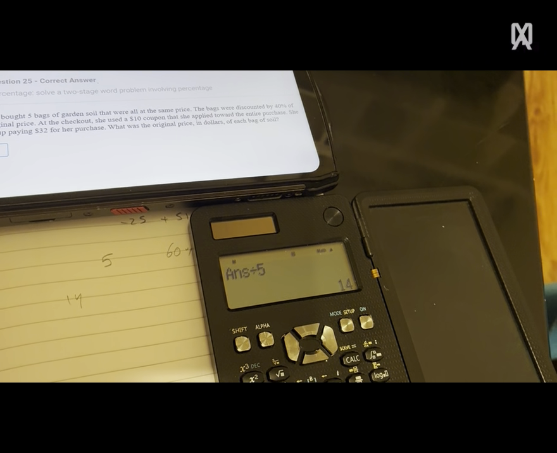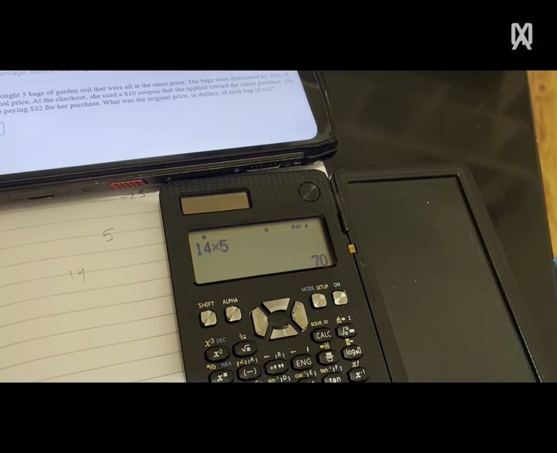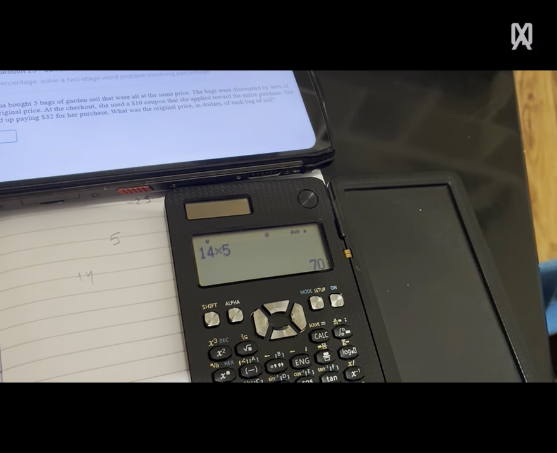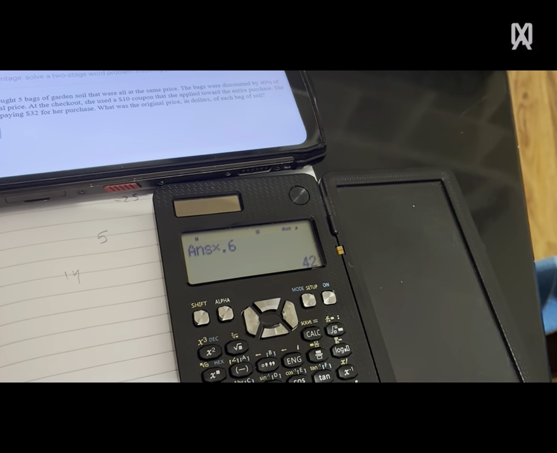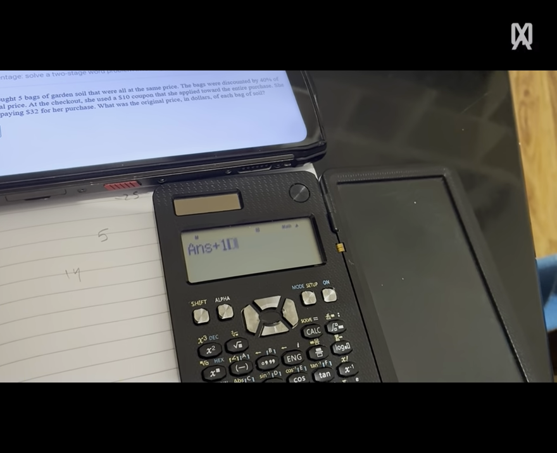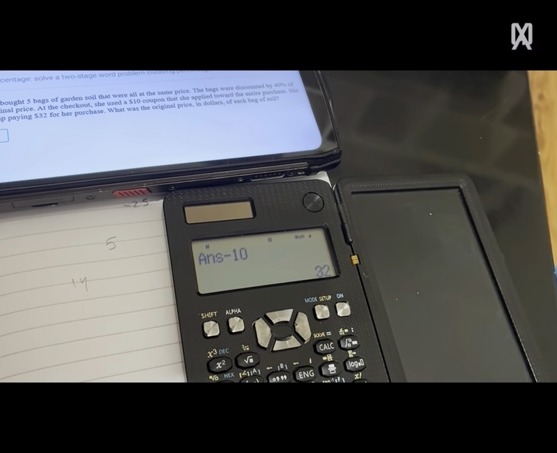You want to check your answer. I have $14 per bag times 5, 70. She paid 60% of the amount because it was discounted 40%. So she paid 0.6 of this amount. And then she used a coupon of 10 discount, so minus 10. She paid $32.